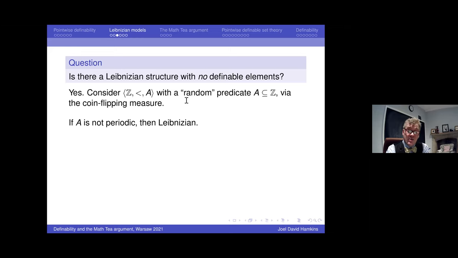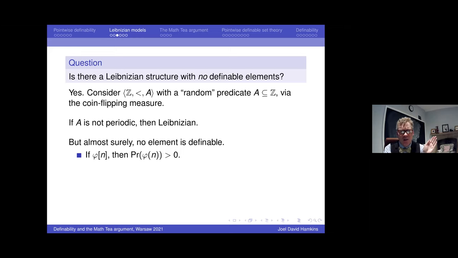We can tell any two integers apart. But I claim it has no definable elements. To see this, suppose that some property were true of some integer, phi of n. Then I claim the probability in my probability space that phi of n was true has to be positive, because there's only countably many formulas phi and only countably many n. If all of those things had probability zero, that would be a measure zero event, which I wouldn't be in if I'm picking A randomly, and therefore this probability must be positive if it happened.